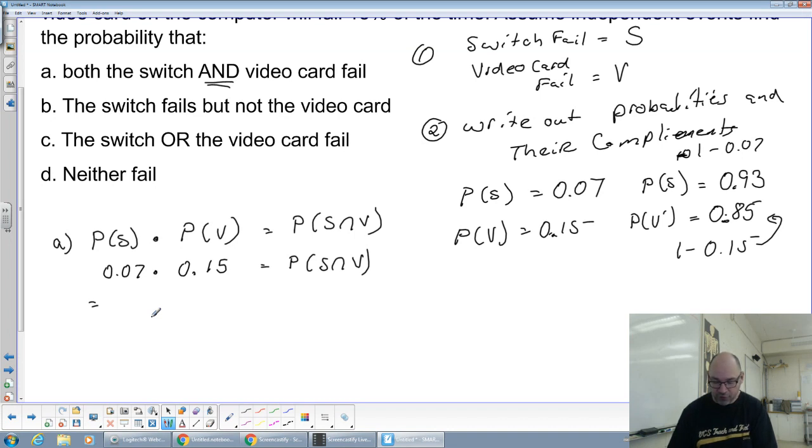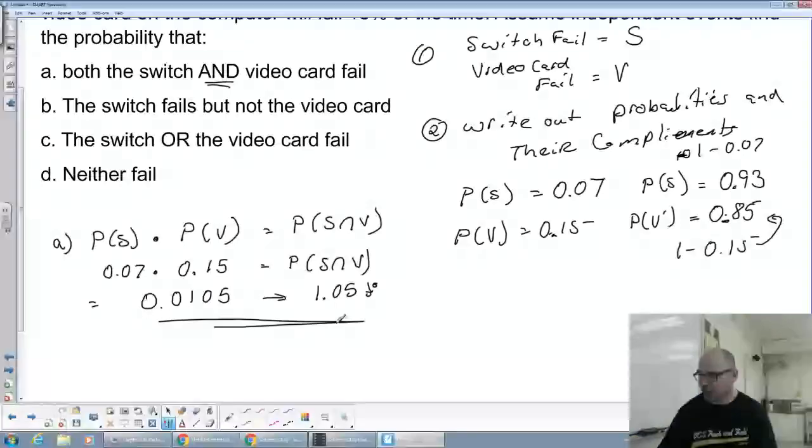So we get 0.0105, which if we do it as a percent is 1.05% if we move the decimal over 2. Okay, so there's your probability that both are going to fail before the warranty runs out, the 3-year warranty.